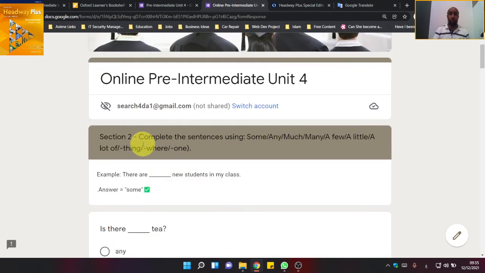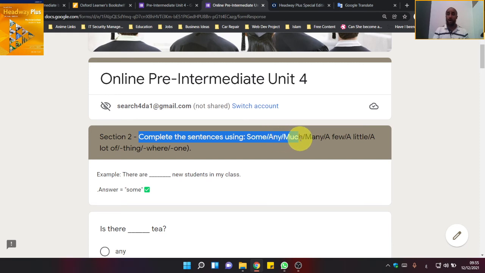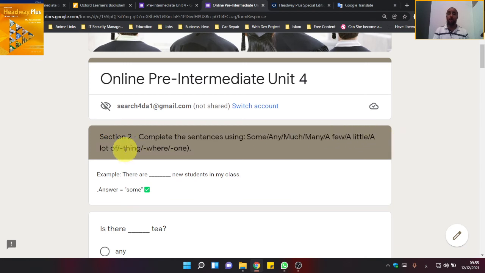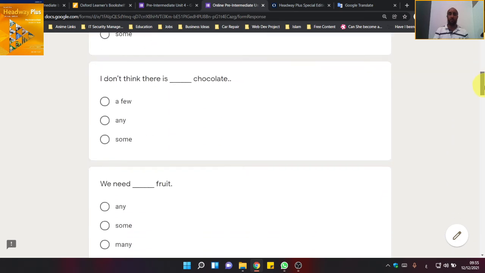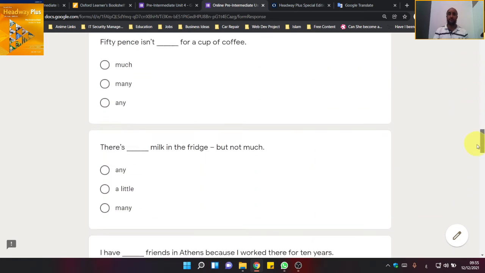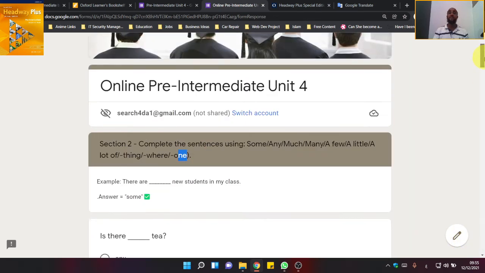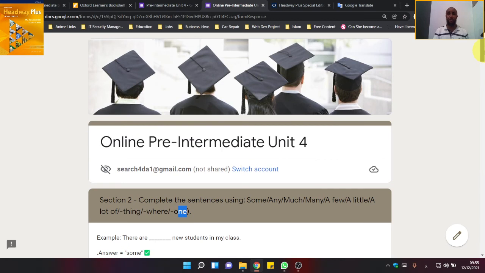So section 2, what do we have to do? It says complete the sentences using, now you have to choose some or any, much or many, a few or a little, a lot, or we have a compound word with a thing, a where, or a one. So let's have a look at the example first. How many questions do we have? 1, 2, 3, 4, 5, 6, 7, 8, 9, 10, 11, 12, 13, 14, 15. MashaAllah, we have 16 questions in section number 2.